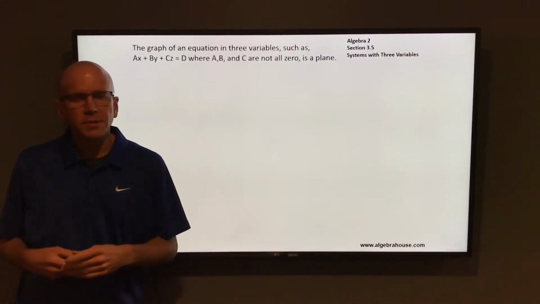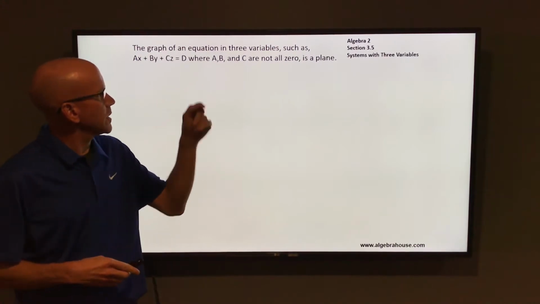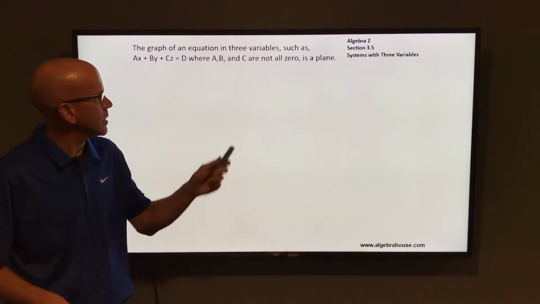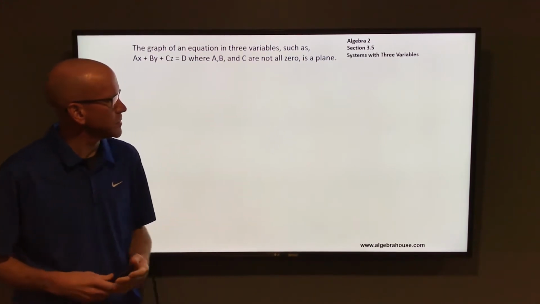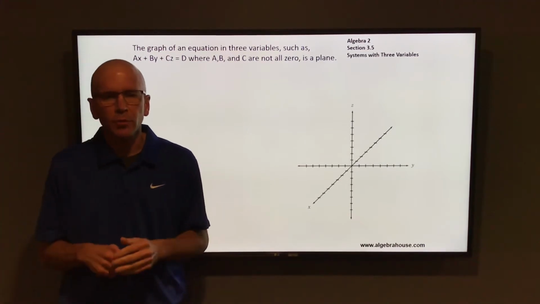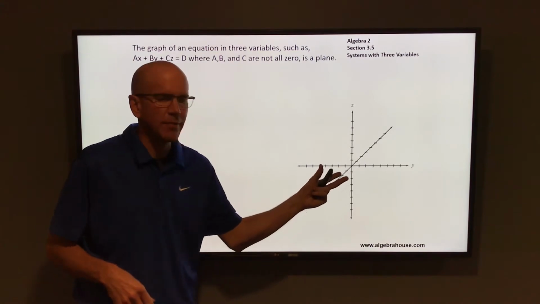We're going to talk about systems with three variables, so an x, a y, and a z. The graph of an equation in three variables, such as ax plus by plus cz equals d, where a, b, and c are not all zero, is a plane. So a plane is somewhat of a three-dimensional line. You have an x-axis and a y-axis, and then you add that third dimension to it.